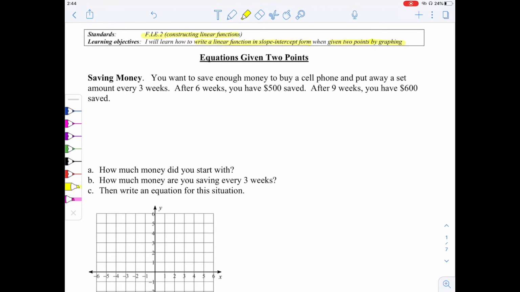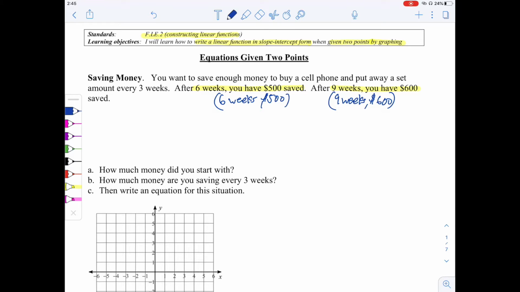Okay, so let's look at the application problem first. Saving money. You want to save enough money to buy a cell phone and put away a set amount every 3 weeks. After 6 weeks, you have $500 saved. After 9 weeks, you have $600 saved. So after 6 weeks, we have $500, and after 9 weeks, we have $600. Right? So we have two data points, which is two ordered pairs, 2 points.